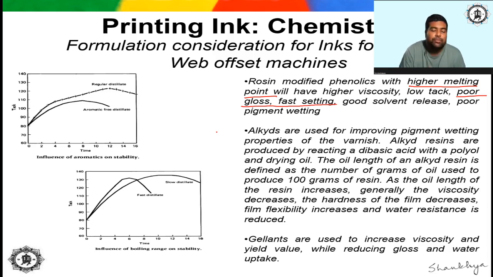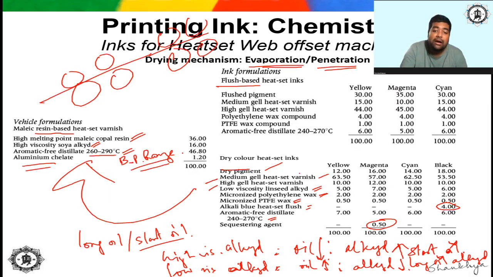That is why it is important to understand that in order to prepare any ink, there may be more than one resin, and most importantly, there may be more than one varnish required. As you can see here, multiple varnishes are required for preparation of a single ink.